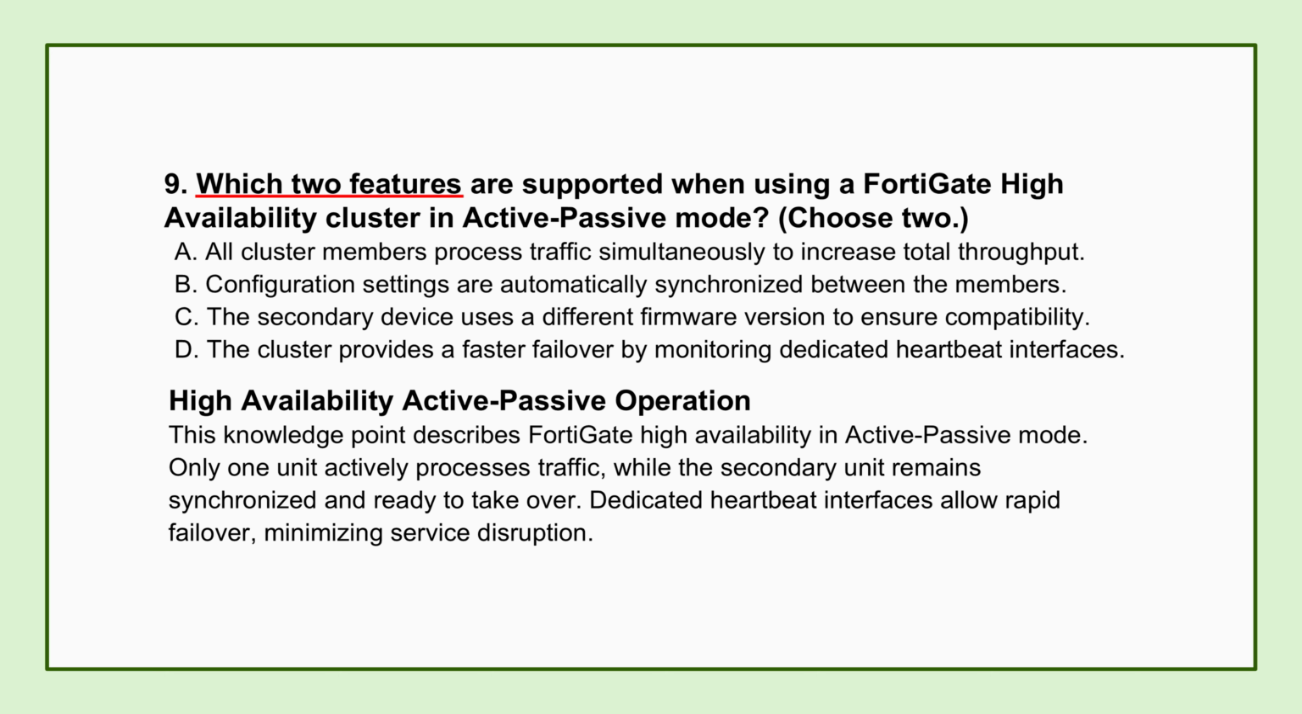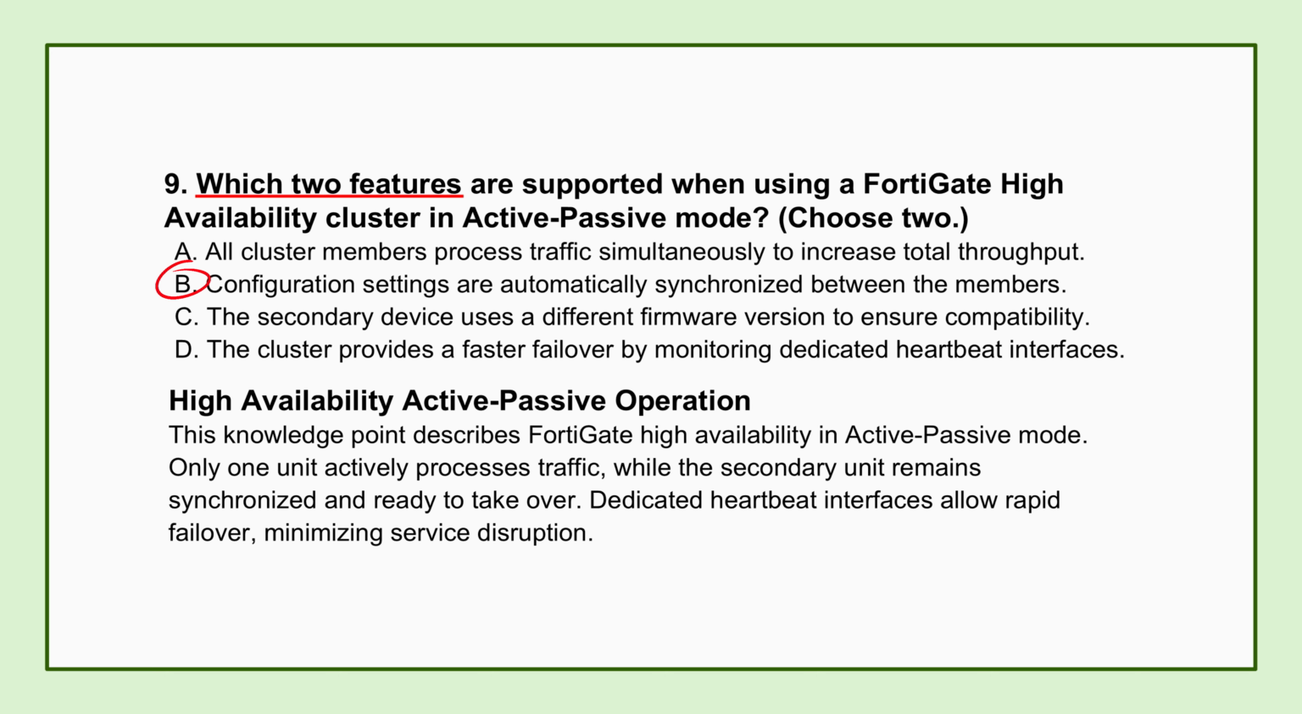In active-passive HA, there are two critical features that maintain system resilience and consistency. First, the configuration settings are automatically synchronized between the cluster members. Anyone who's managed a complex cluster knows that config drift is the ultimate danger, and this synchronization makes sure the passive unit is always an exact, ready-to-use mirror of the active one. That automatic synchronization isn't just a feature, it's a mandatory administrative safety net.